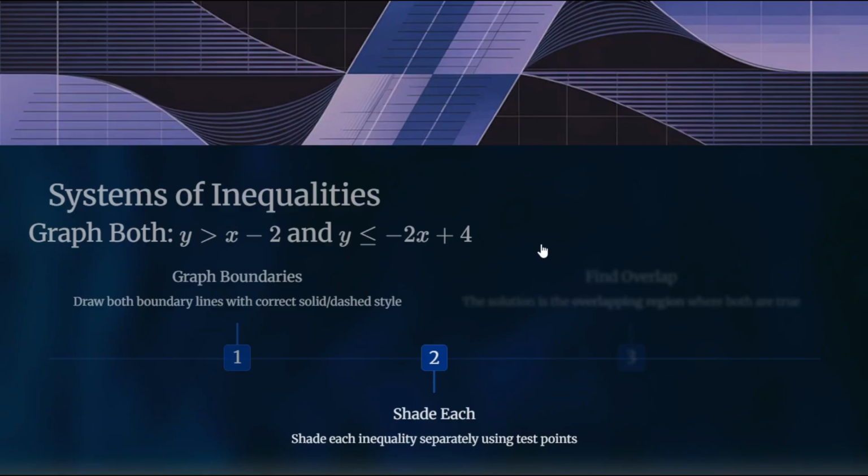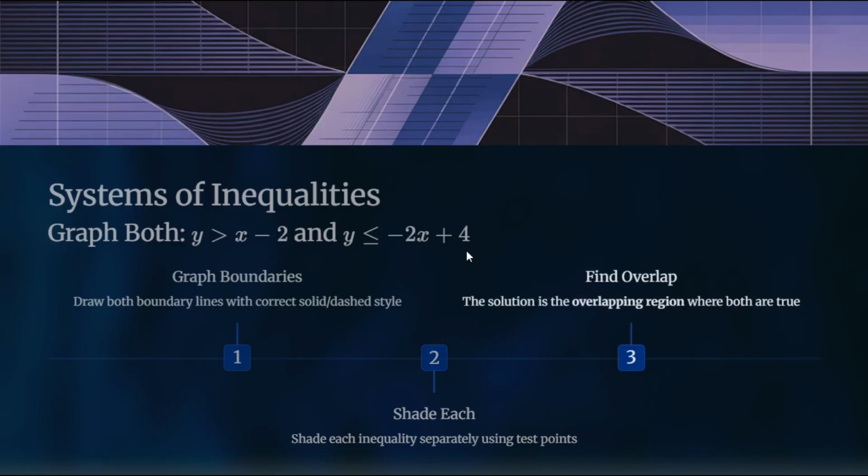So then, I can shade each inequality separately using test points. So let's say I'll use the point 0, 0 for my first inequality and 0, 0 for my second inequality, and I will shade the appropriate region. Finally, I'll need to find the overlap. The solution is the overlapping region where both are true. So let's see how this applies.